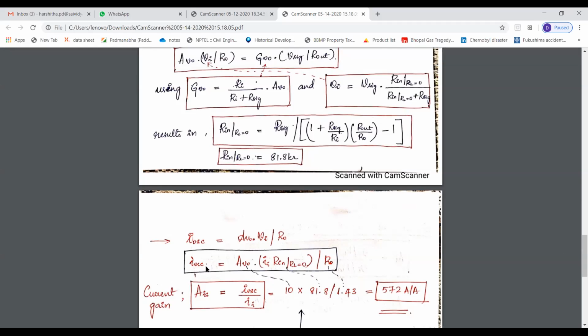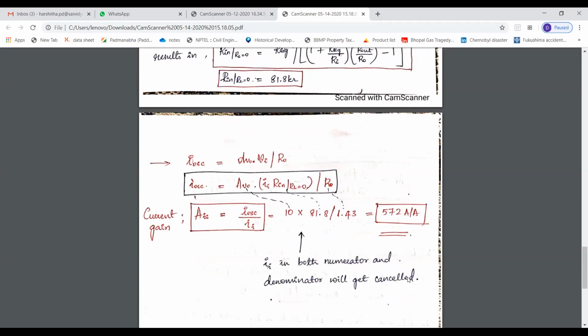So now in the ISOC equation, except for the input current Ii, we know all these three parameters. The short circuit current gain AIS is equal to ISOC, that is the output current, by Ii, that is the input current. By using this formula in this equation, the Ii in numerator and denominator will get cancelled, and the resulting value of short circuit current gain will be equal to 5.72 ampere per ampere.